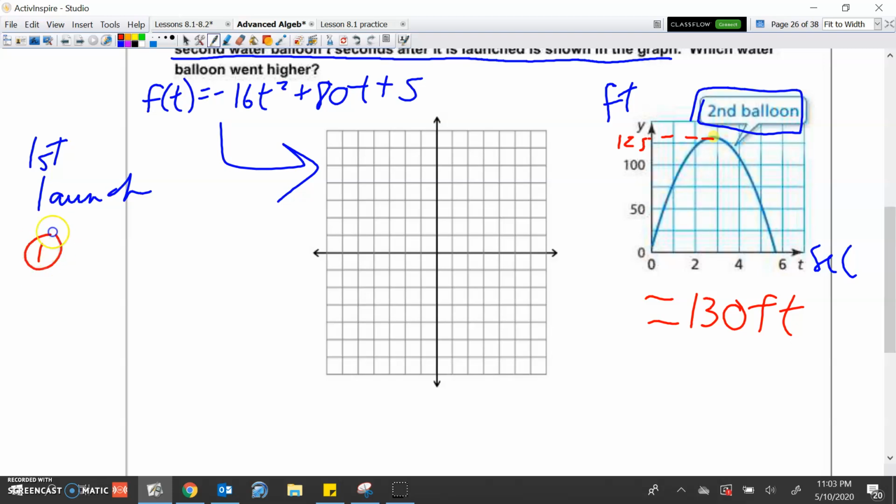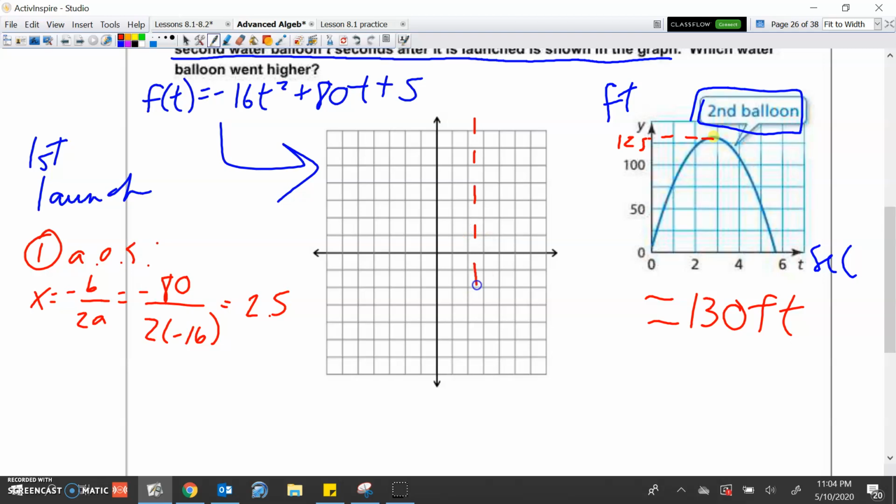So step 1, we know axis of symmetry. Okay, so I'm going to go ahead and it's x equals negative b over 2a. So that's negative 80 over 2 times negative 16. And if I do 80 divided by 32, because my negatives cancel out, I'm going to get 2.5. Okay, so I have an axis of symmetry at 2.5. And again, these are my same units, seconds, and my height in feet.